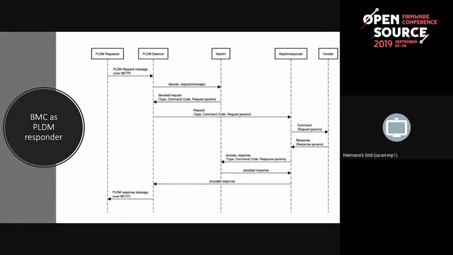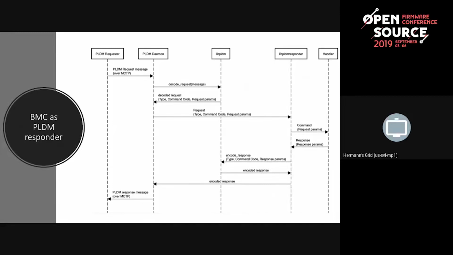Okay, so this is a flow diagram, or a sequence diagram, of the BMC acting as the PLDM responder. What you typically have is a PLDM requester, which could be the host firmware or another BMC, that sends a PLDM request message over MCTP. That's received by the PLDM daemon. The first thing that the PLDM daemon needs to do is decode the incoming request into the different request parameters. That's done via libPLDM.